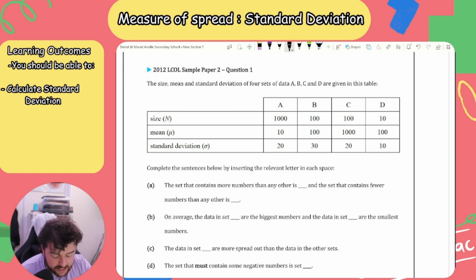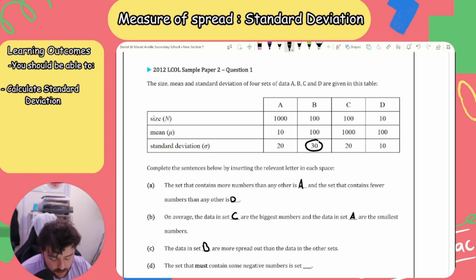So okay, complete the following sentences below by filling in the blank. The set that contains more numbers than any other is going to be set A, because it's 1,000 people in A. And the set that contains fewer numbers than any other is going to be D. On average, the data in set blank are the biggest numbers, and the data in set blank are the smallest numbers. So on average, C has the biggest numbers and A has the smallest numbers. The data in set blank are more spread out than any other data, but that's going to be set B because it has the highest standard deviation. It has the highest standard deviation, that means the data is more spread out.